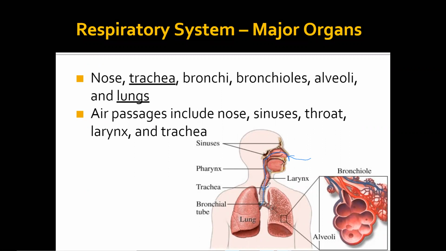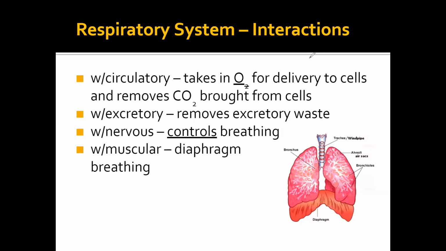Your trachea is going to branch off into 2 things called bronchial tubes. Each of those bronchial tubes goes into the lungs, at which point it branches again and again and again, forming bronchioles. Those are basically just smaller bronchi. And then eventually it's going to stop at these little air sacs that I described before called alveoli. So that's how our respiratory system is going to work out. Interactions include the circulatory system, the excretory system, the nervous system, and the muscular system.